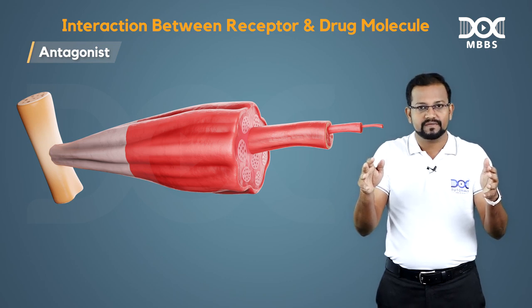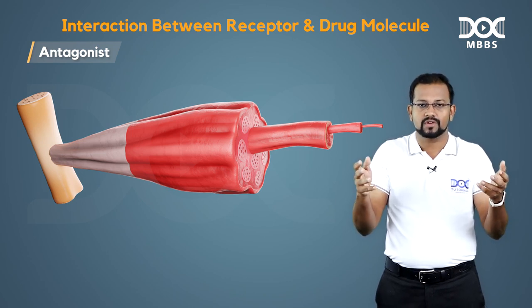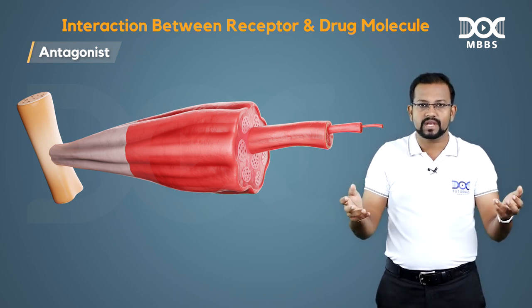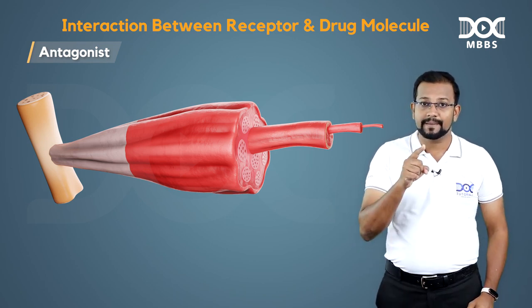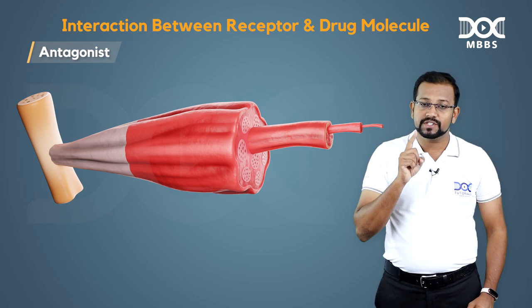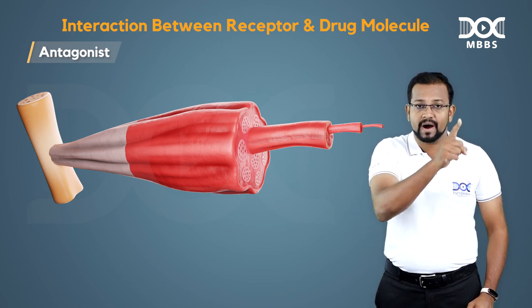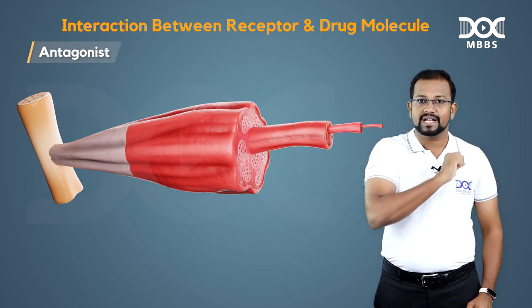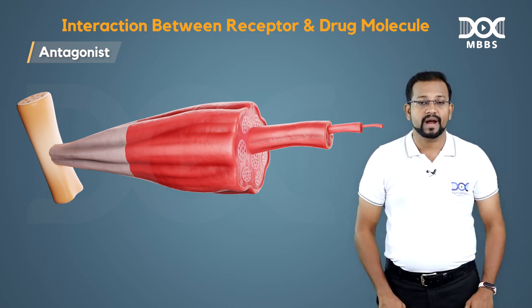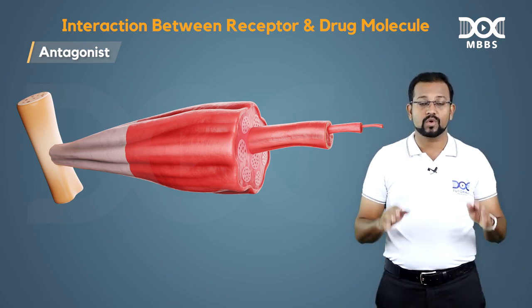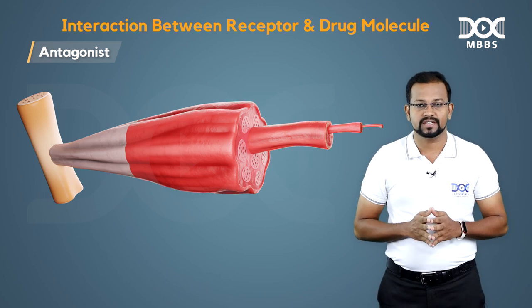Then what is actually the function of an antagonistic agent? If it is not producing any response, why are we giving that drug? See, here it is not producing a response. At the same time, it is preventing the physiological neurotransmitter from binding. Is that clear? Antagonistic agents are preventing the physiological neurotransmitter from binding with the receptor, and that's what the major function of an antagonistic agent is.